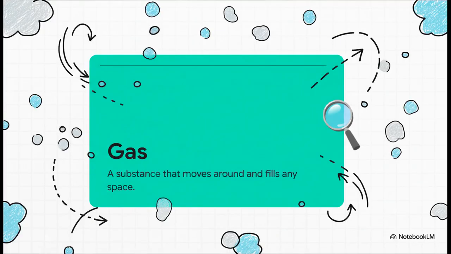And then there's gas, like the air all around us. It doesn't have a shape at all. It just completely fills up whatever space it's in. This room, your house, the whole world. Its particles are zipping around like crazy with tons and tons of space to move.